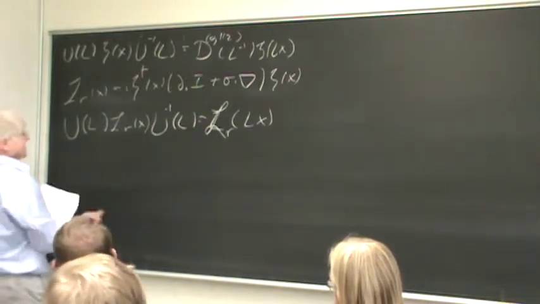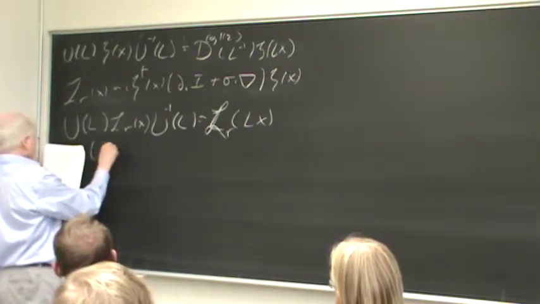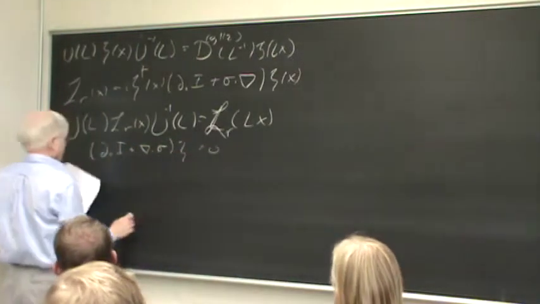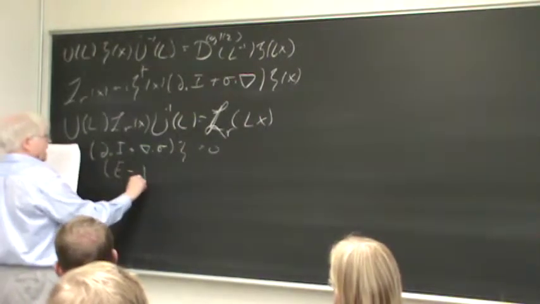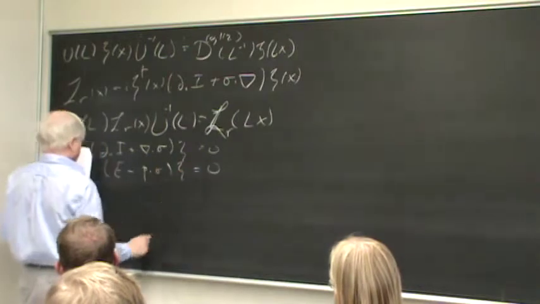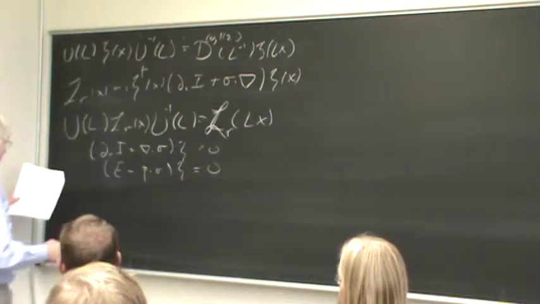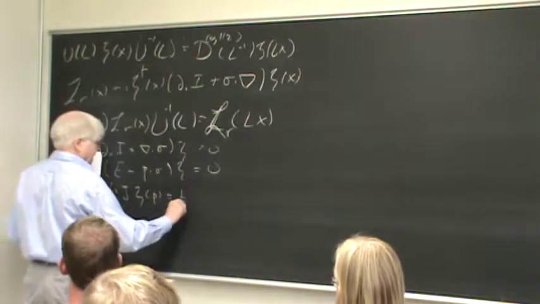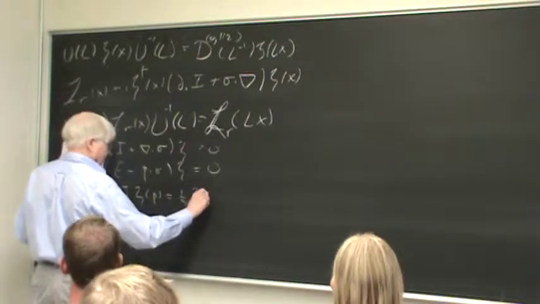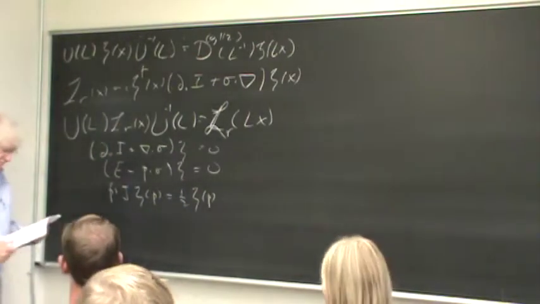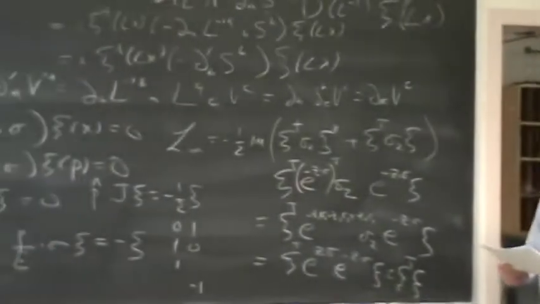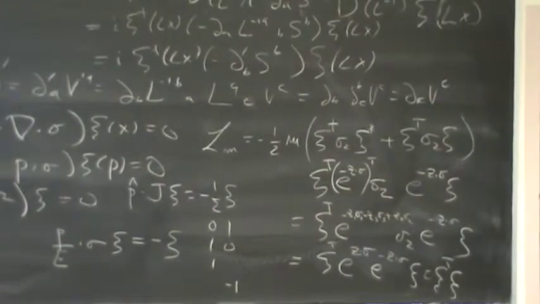And if we go through the razzmatazz about why this thing is right-handed, we have d0 I plus L dot sigma zeta is 0. Again, in momentum space, it's E minus P dot sigma zeta is 0. So once again, it's massless, but now we have P hat dot J zeta of P is a half zeta of P. So this one is right-handed. And the Majorana mass term for this thing is exactly the same. So there's no reason to fool around with that.